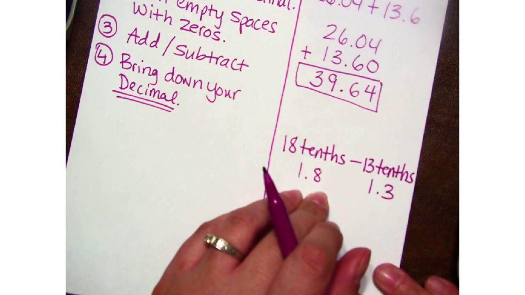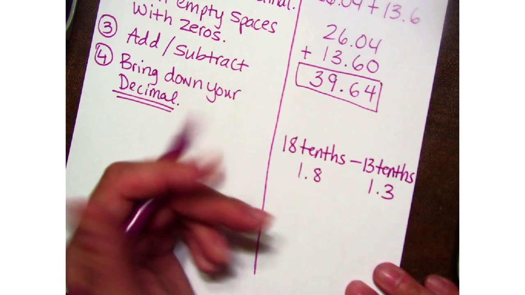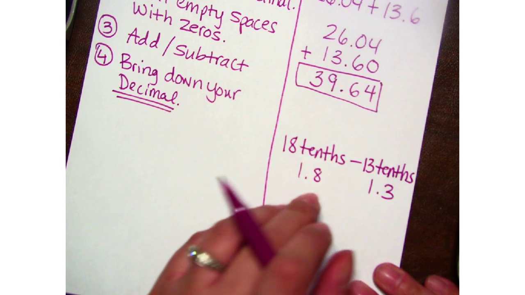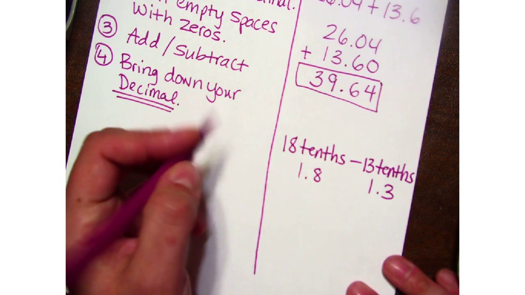Remember, tenths only has one space after the decimal, so you can't put both of the numbers for 18 there. If you did that, it would be a hundredths that you're dealing with. So to deal with tenths, you need to have one number in that tenths, and the other one's going to be a whole number.